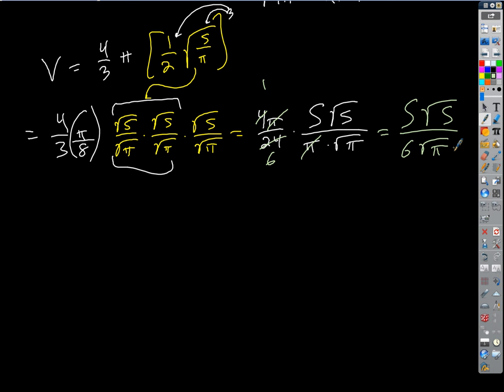Well, we're almost there. What's the only problem we have left with this answer? Yeah, I can't have a radical in the basement. So what do I have to do? Times by radical pi. Good. And then that gives us a pi on the bottom, right? So we end up with s times the square root of s times the square root of pi, so we could even put that inside there if we wanted, all over 6 pi. Okay? And that's fine.